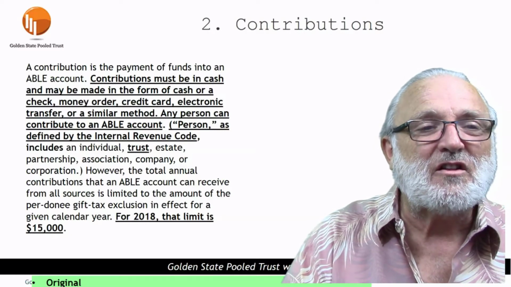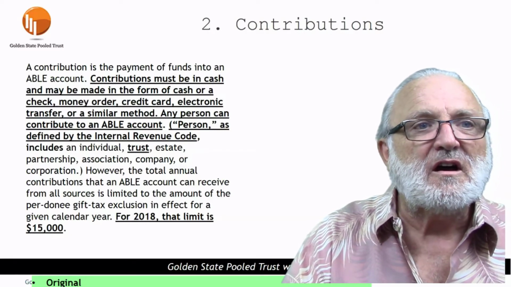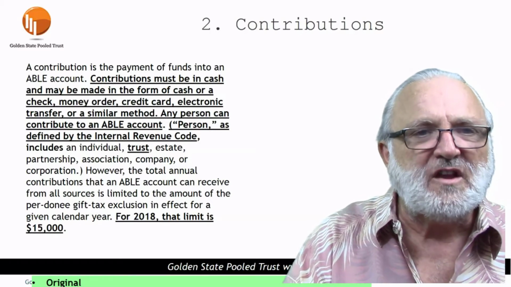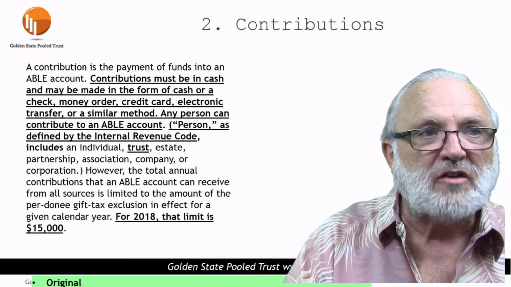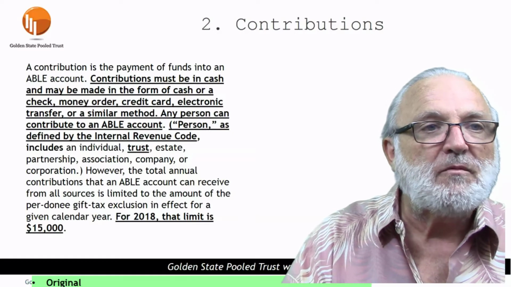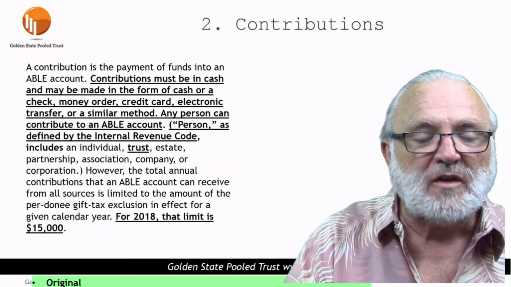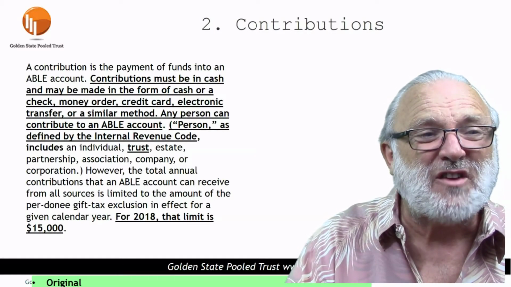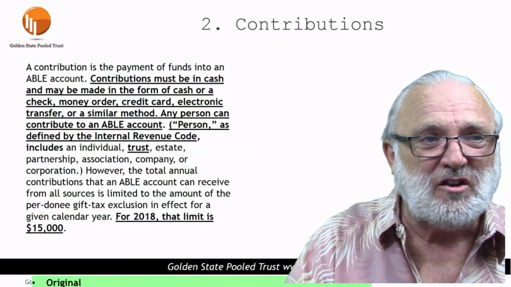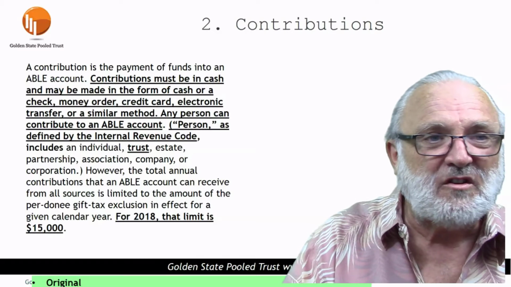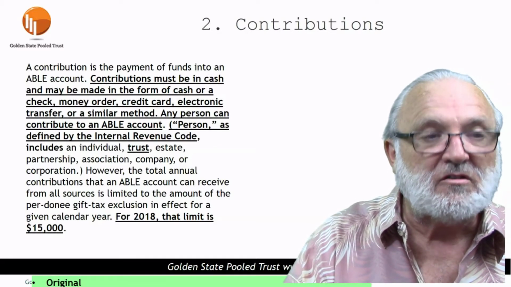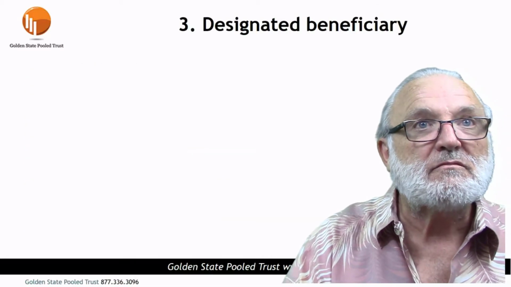Also, it clarifies that the ABLE account can have up to $15,000 a year transferred into the account, up from $14,000. And what that is based on is contributions are based on whatever the gift tax exclusion is for that year. Last year it was $14,000. This year it's $15,000 because of a cost of living increase.